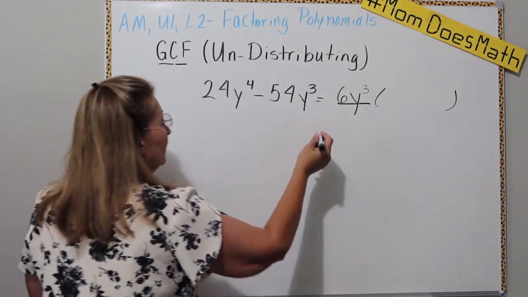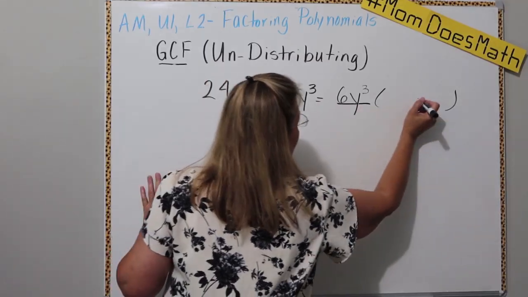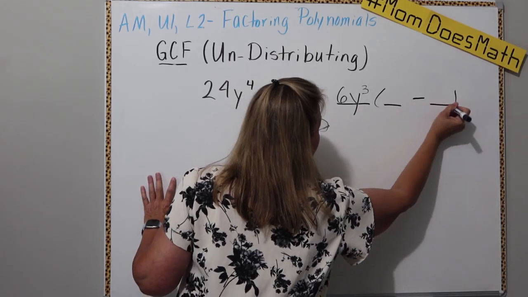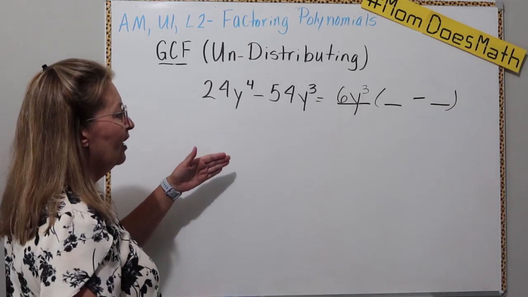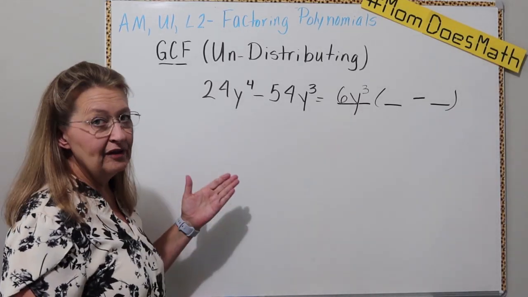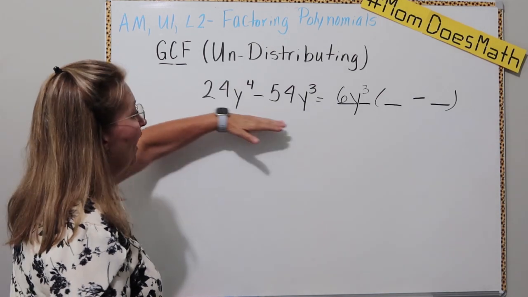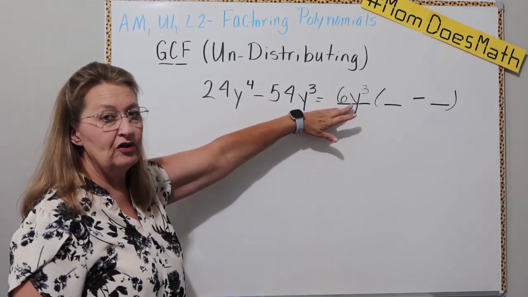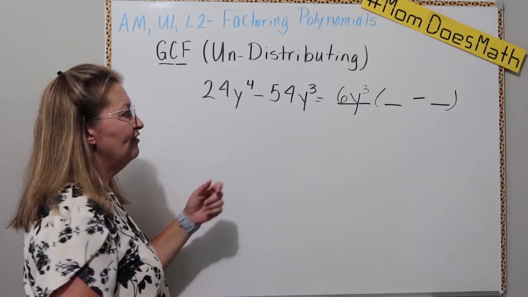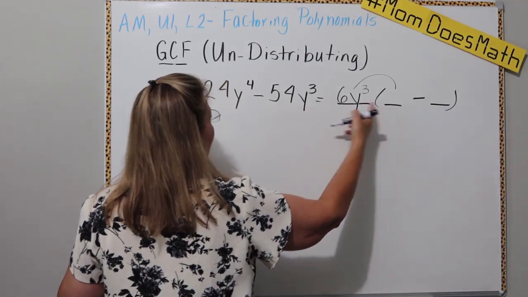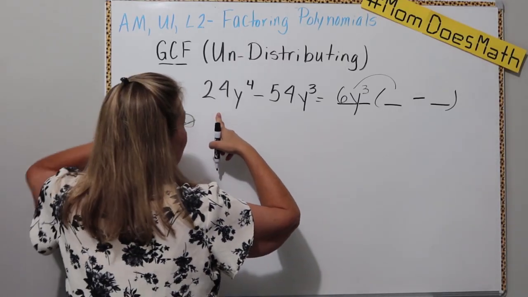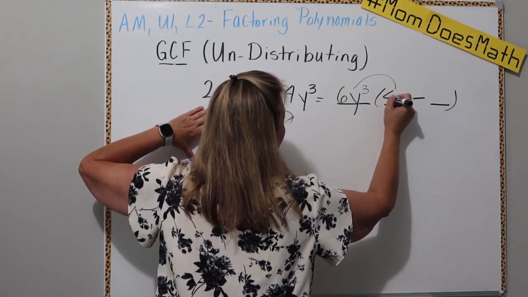Now, what are we going to have left over? Well, here's your sign. It's going to be negative. So we need to figure out what two numbers would go there. So, backtrack. I like to multiply better. So, you can divide both of these numbers by your greatest common factor. I find it easier just to say, what would I multiply 6y to the 3rd by to get 24y to the 4th? Well, that would be 4y.